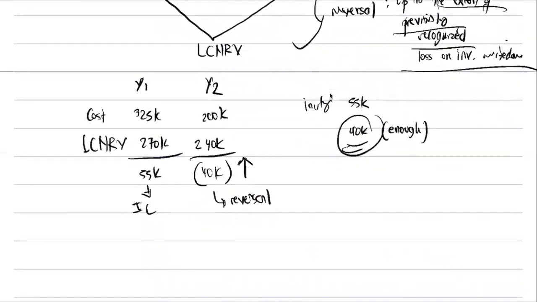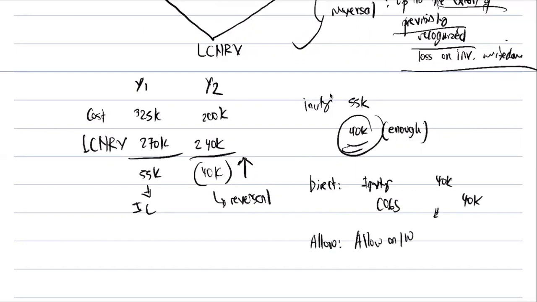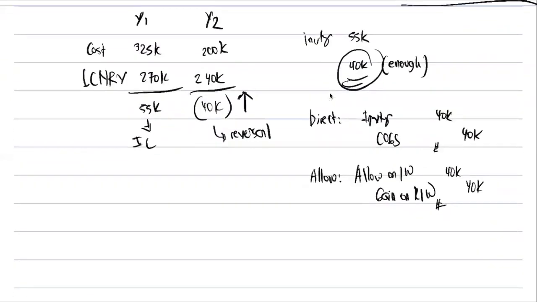And how will we reverse it? Under the direct method, we reverse it by debiting inventory and crediting cost of goods sold 40,000. How about under the allowance method? We debit allowance on inventory write-down and credit gain on reversal of inventory write-down, 40,000 pesos. Clear? Okay. So this example is if it is enough. What if it is not enough?